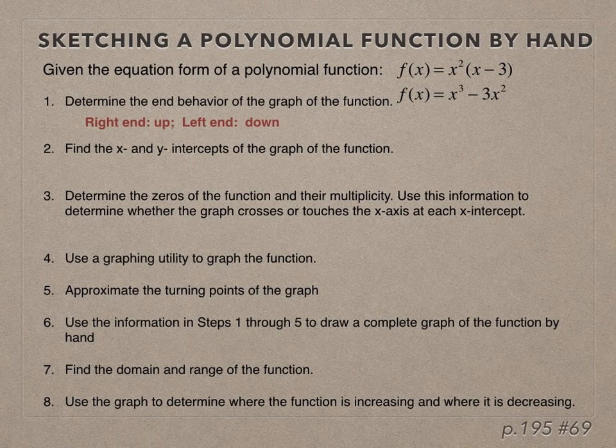Now to find the x and y intercepts of the graph of the function, we are going to look at f of 0. To find the y-intercept, we set x equal to 0. So we simplify, and we get that f of 0 is 0. So now I know my y-intercept is 0.